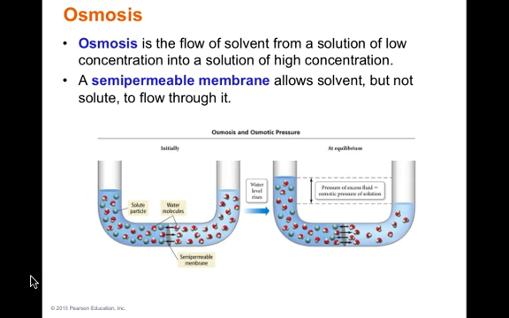Let's consider the colligative property of osmotic pressure. Osmosis is the flow of solvent from a solution of low concentration into a solution of high concentration. A semi-permeable membrane allows solvent, but not solute, to flow through it.